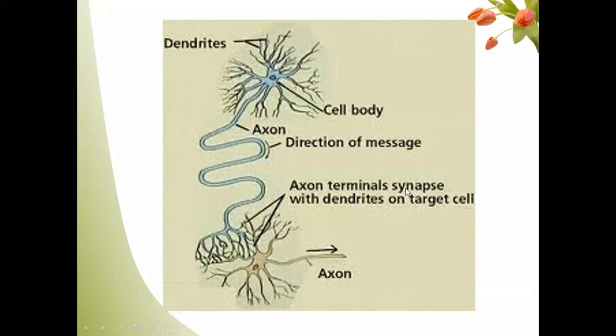The axon terminal synapses with the dendrites on the target cells. So this is the synapse. So this is another neuron.